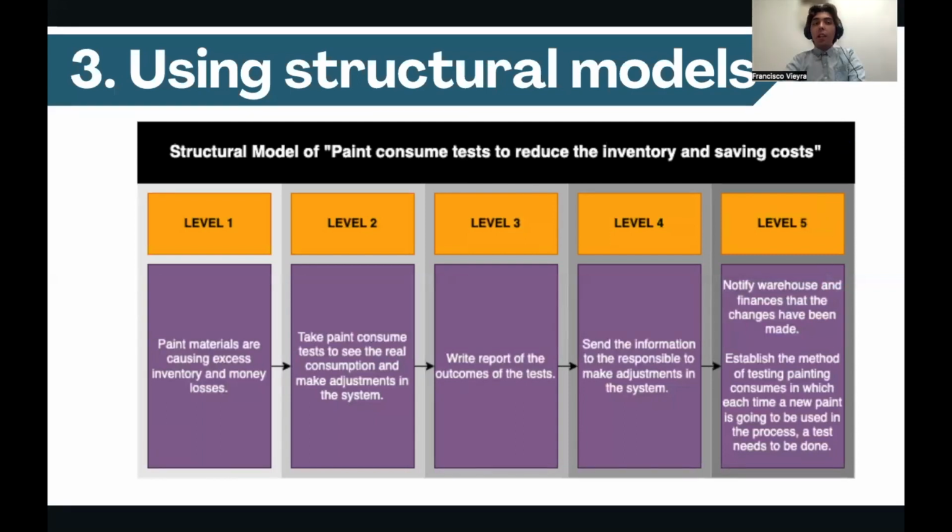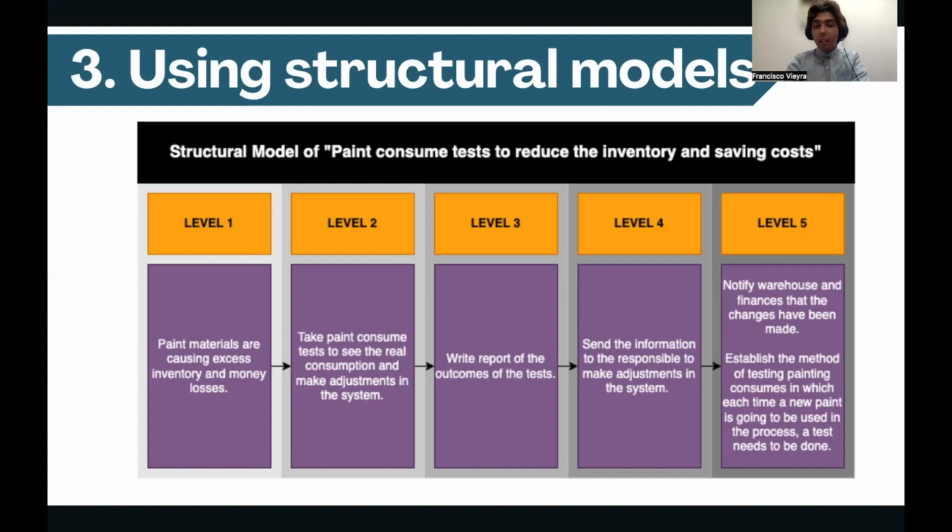Well, the third point is using structural models. This structural model that I use is for the paint consumption test to reduce the inventory and save costs. Level 1 consists of paint materials causing excess inventory and money losses. The second level is to take paint consumption tests to see the real consumption and make adjustments in the system. The third level is to write a report of the outcomes of the tests.